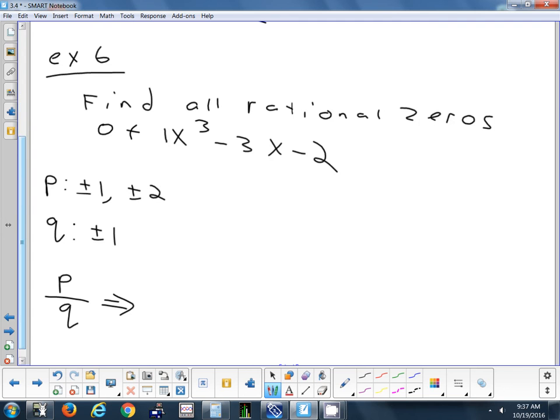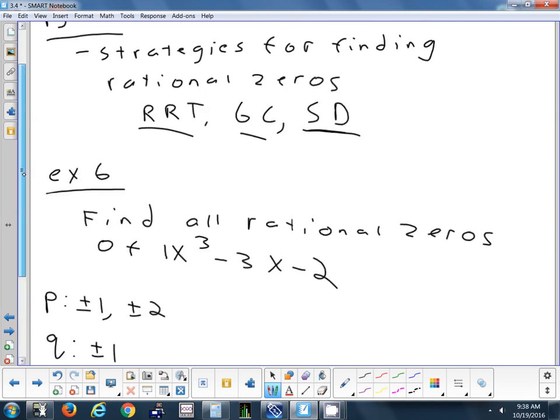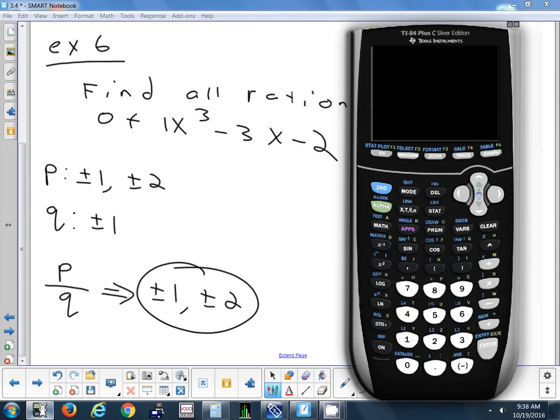Okay. What are all the different fractions I could have for rational roots? Plus or minus 1, plus or minus 2. You might say, well, those aren't fractions. Yeah, they are. You could put denominators of 1. Okay, so now that's my list. Now I'm going to use the graphing calculator to get a list of possible candidates. So I'm going to narrow that list down.